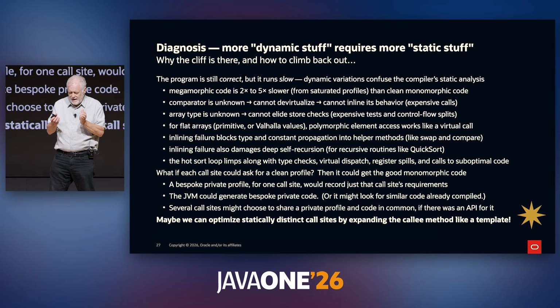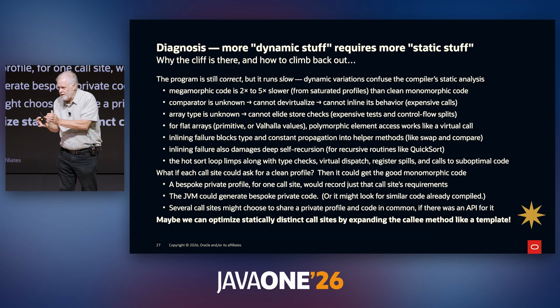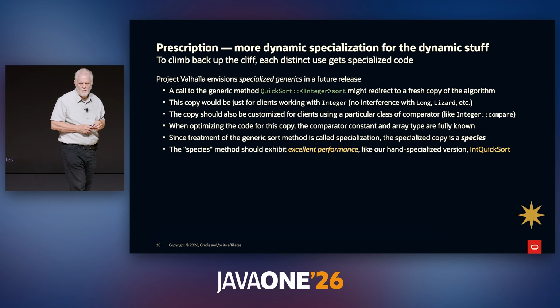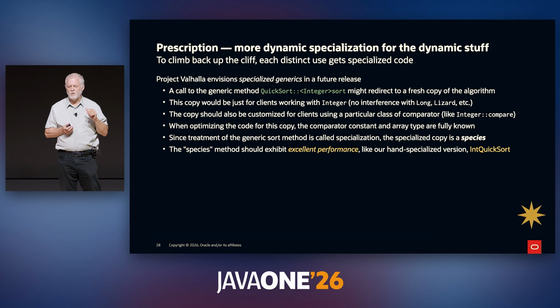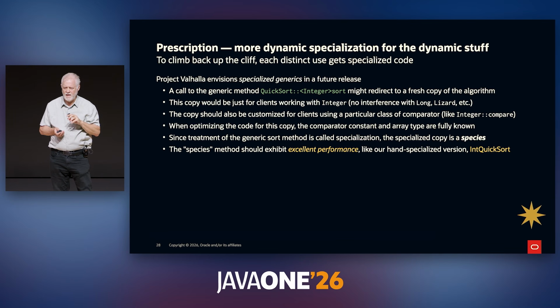Maybe we can then statically optimize each distinct class of call site for the use case that is optimal for its own use case. Treat it like a template. And Project Valhalla, acknowledging this problem, has on its future roadmap something called specialized generics, where a call to a generic method, like we're using today, might actually redirect and go to a fresh copy that is specialized for that one particular version of the algorithm. We don't have this today, but is there a way we could approximate that? I wonder. One wonders.